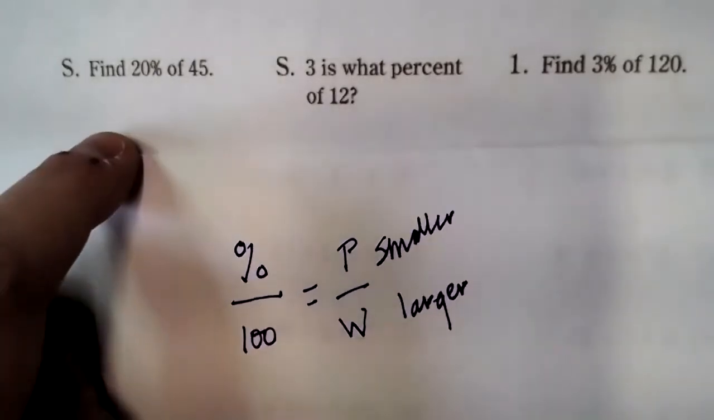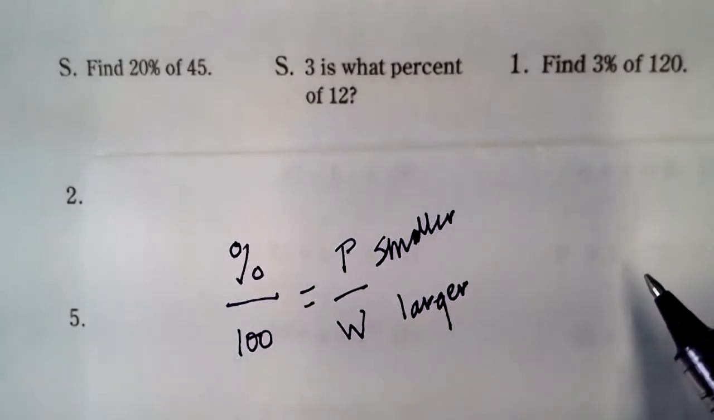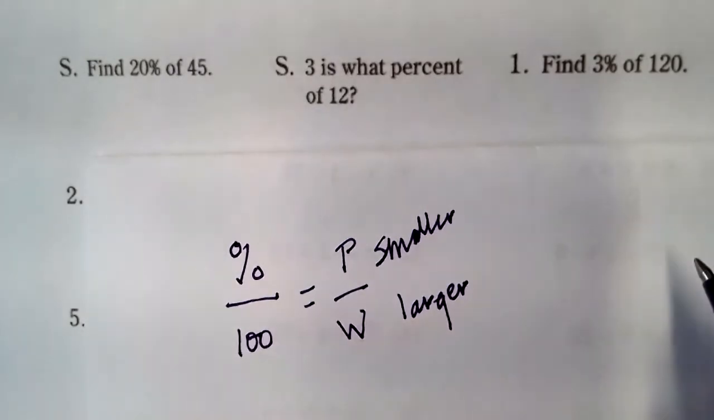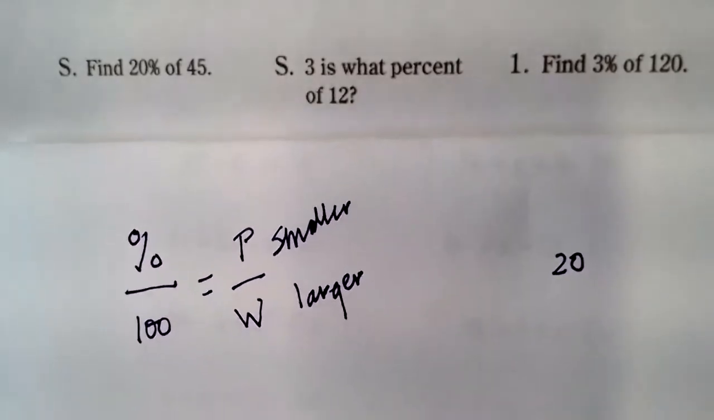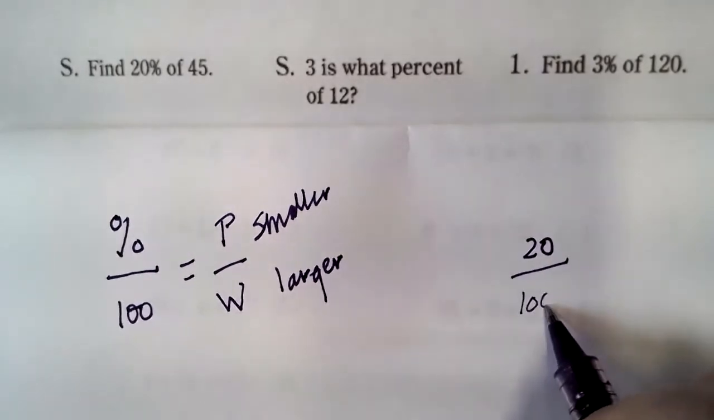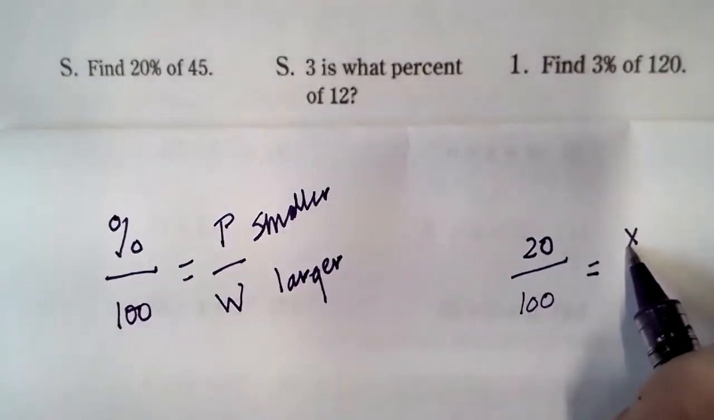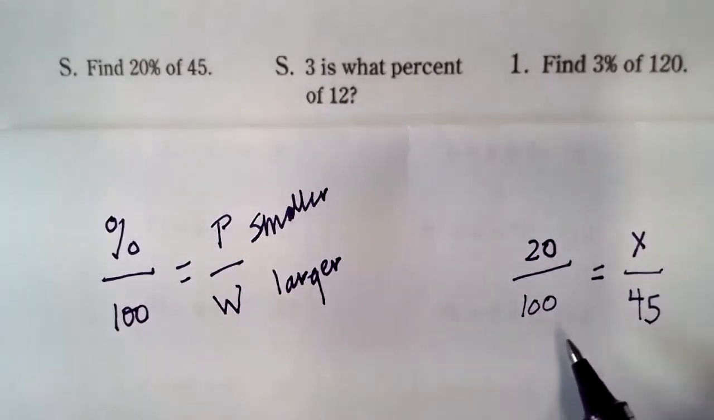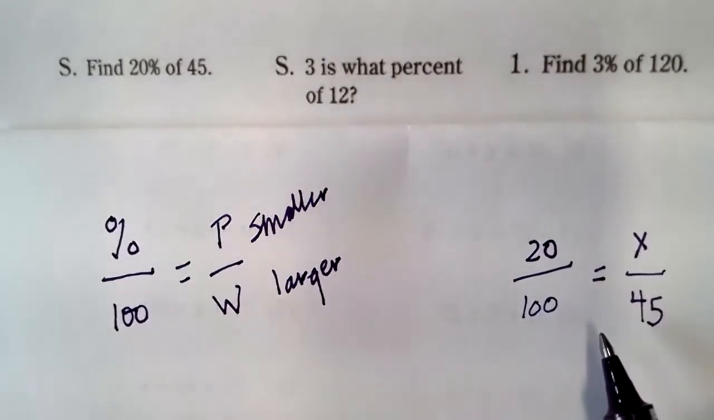So find 20% of 45. That means we're going to look for the smaller number. 45 is going to be the larger. So put the 20 where the percent goes. This is just filling out a formula, and this formula works for all percent problems. 20 over 100 equals the one we don't know, the smaller number, out of 45. So this is basically asking what is 20% of 45.